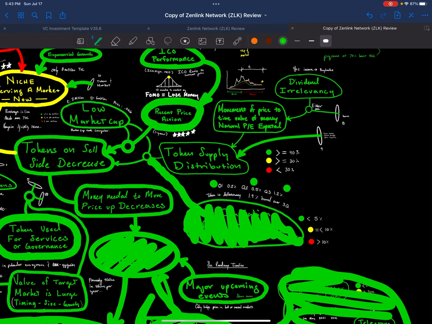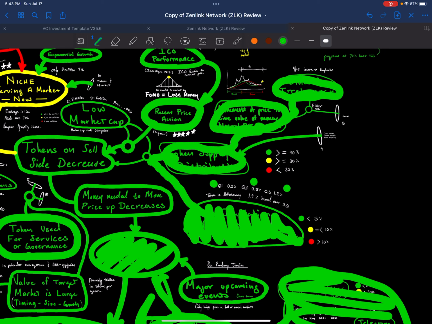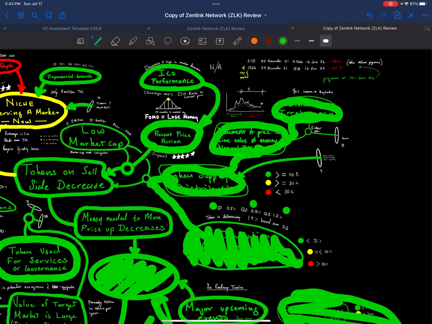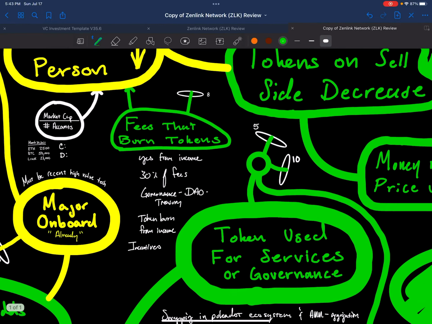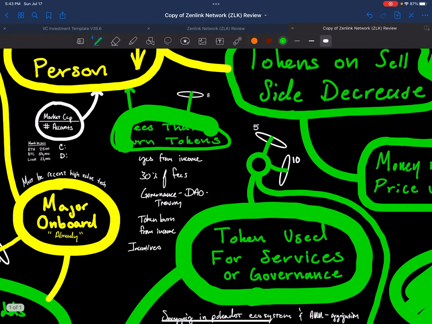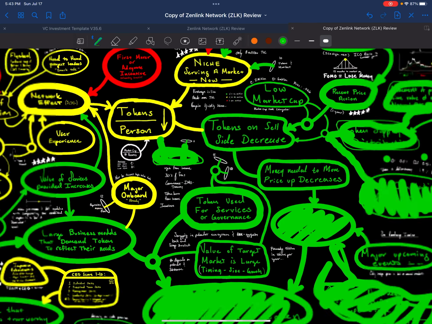Now, dividend irrelevancy. The token is entitled to revenues, so it doesn't really matter how the tokens are distributed anyways, because the tokens are entitled to cash flows in the form of those hidden dividends by the token buyback and burn program. So the token has a buyback program. That's one of the token's abilities, that it has the burning mechanism, and I think that's a very strong mechanism.